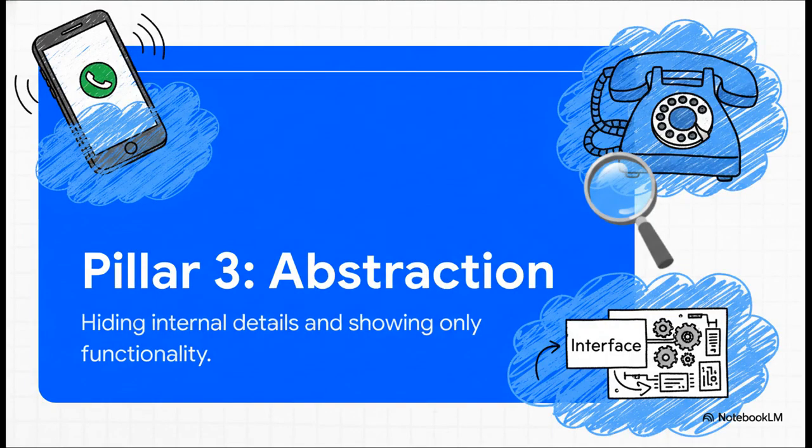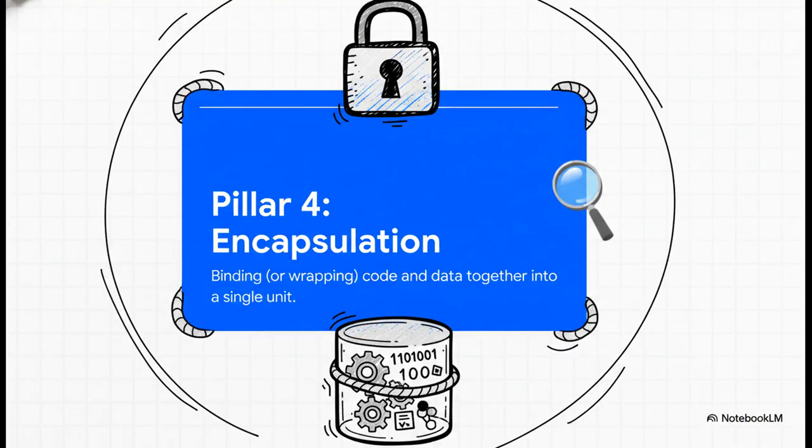Our third pillar is abstraction, and this one is all about keeping things simple. Abstraction means hiding all the messy, complicated internal details and only showing the stuff you actually need to use. Think about your phone. You just tap the screen to make a call. You don't know or care about the radio signals and digital processing making it happen. All that complexity is hidden from you. That is abstraction.